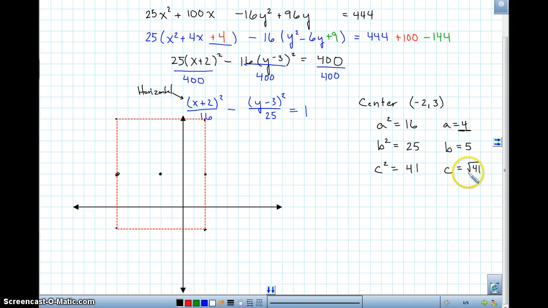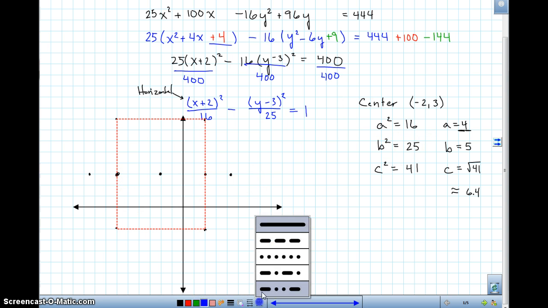And if I want to plot the foci, they're c away from the center. So square root of 41, that's approximately 6.4, I believe. Close enough. So we're going to go 6 units, 1, 2, 3, 4, 5, 6, and a little bit more. There's my foci here and here. I'm going to have to roughly estimate it because it's not an exact number.